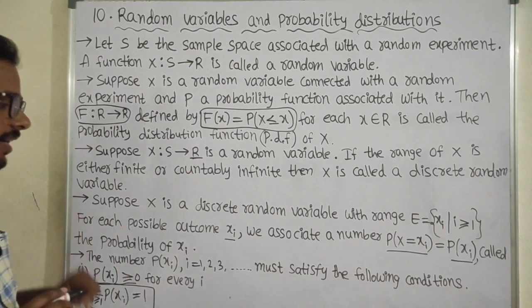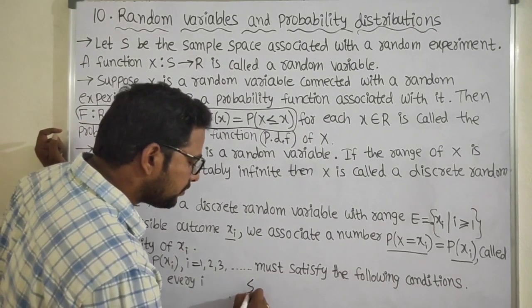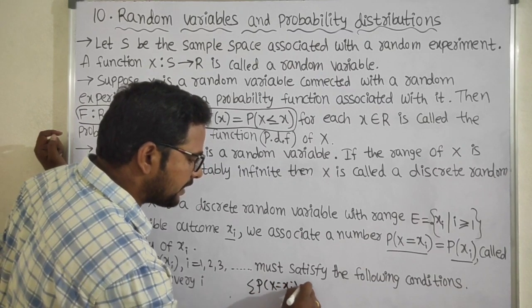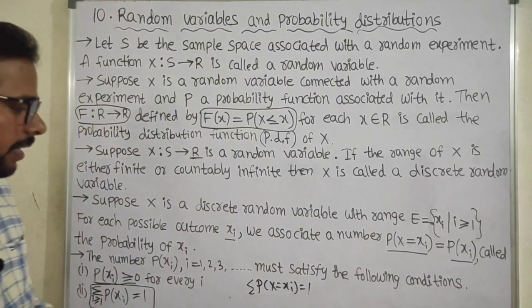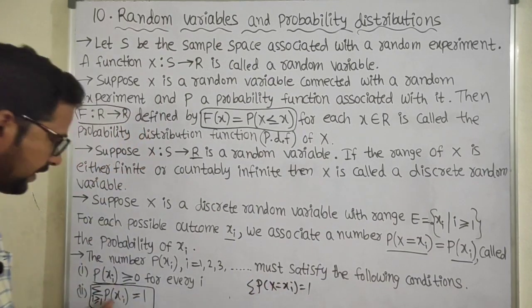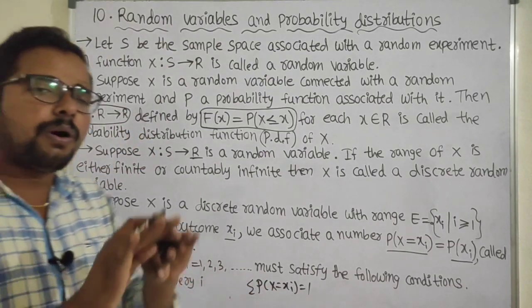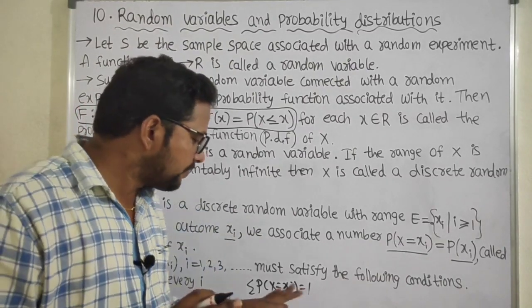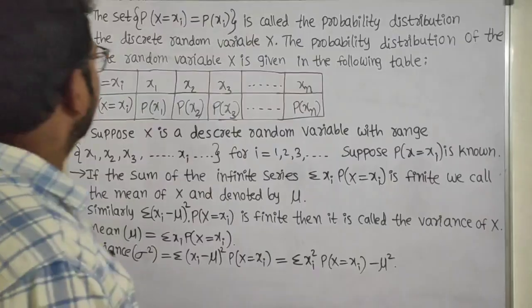So we use this condition: the probability of all the outcomes, p of x equals xi, is equal to 1. The probability of x equals xi or p of xi, both are the same. The probability of all the outcomes is equal to 1. This is a very, very important condition.